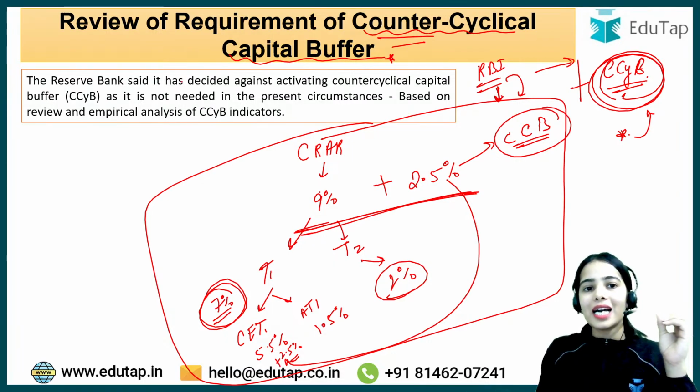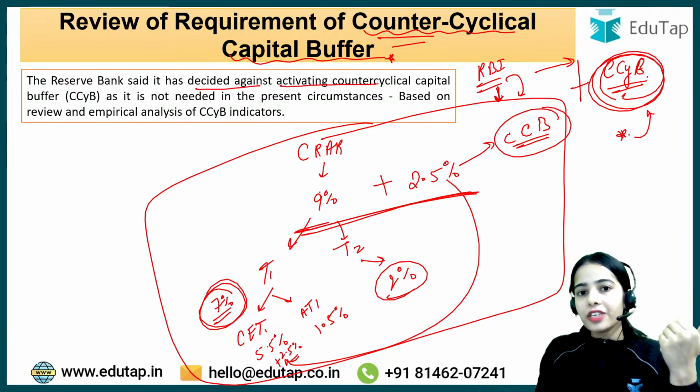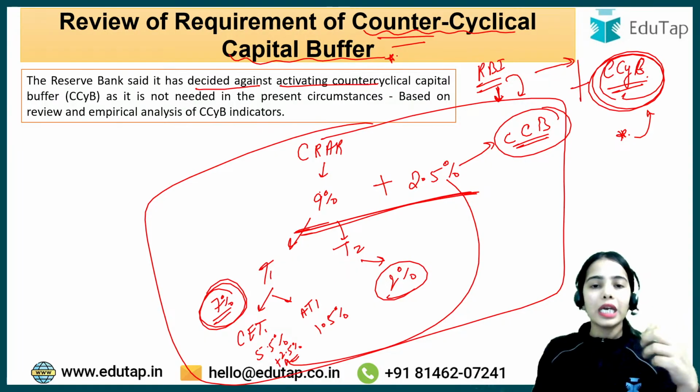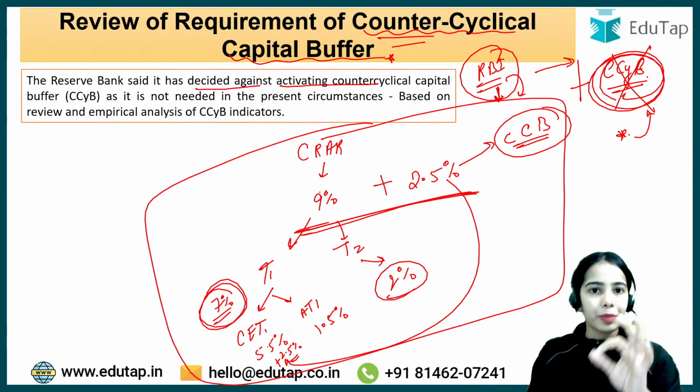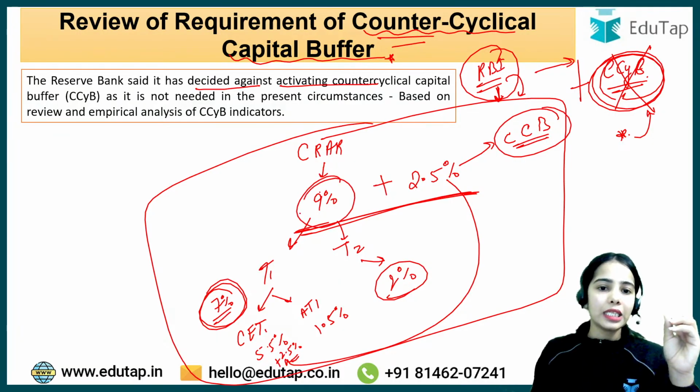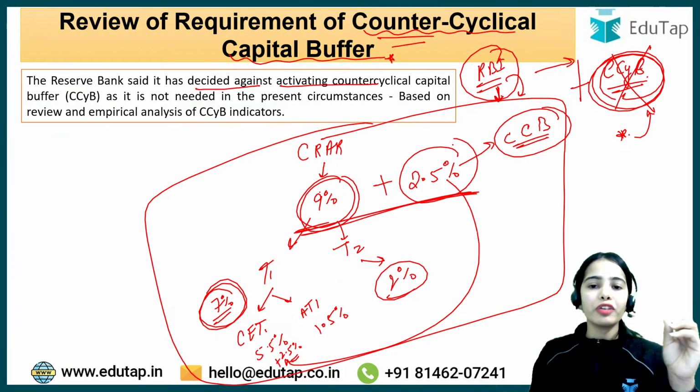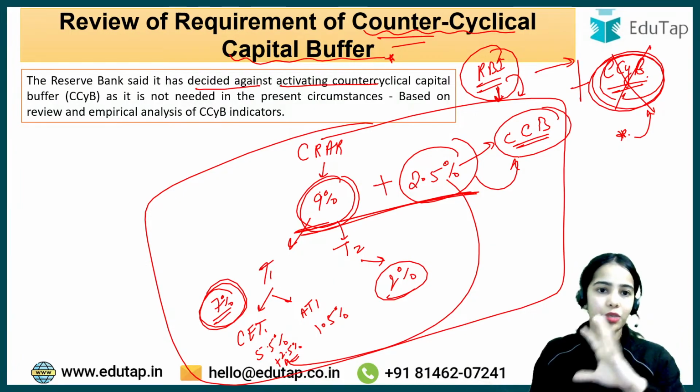So the Reserve Bank of India has decided against activating the counter cyclical capital buffer. That means right now RBI is saying that there is no requirement of a counter cyclical capital buffer. The banks only have to maintain the 9% of CRAR and the 2.5% of the capital conservation buffer. That's it.